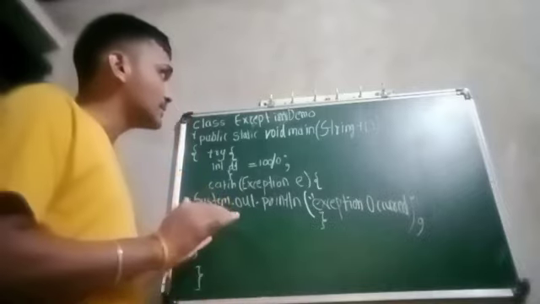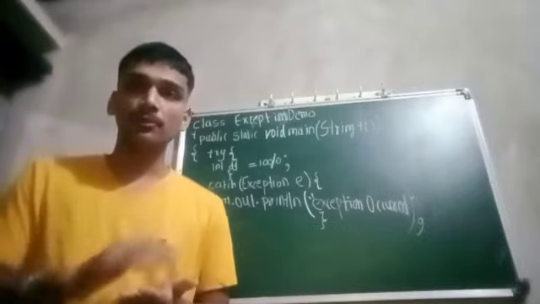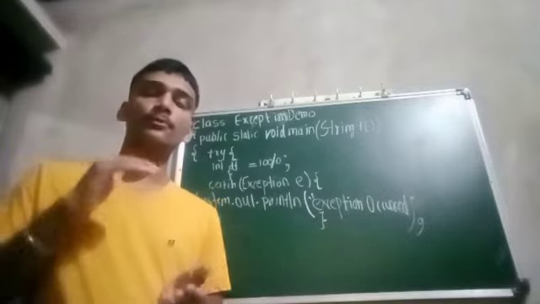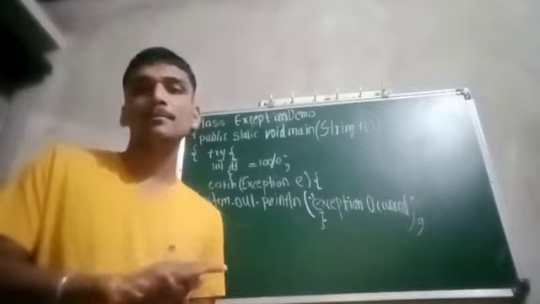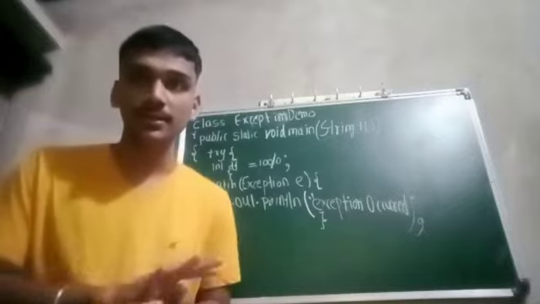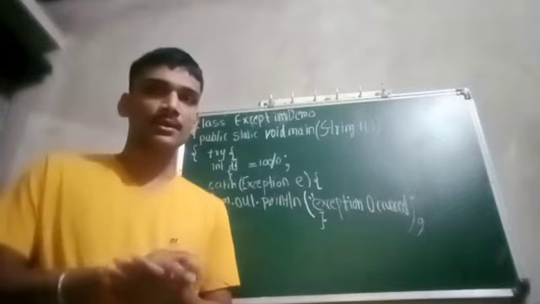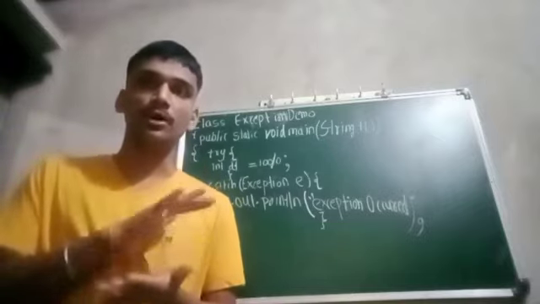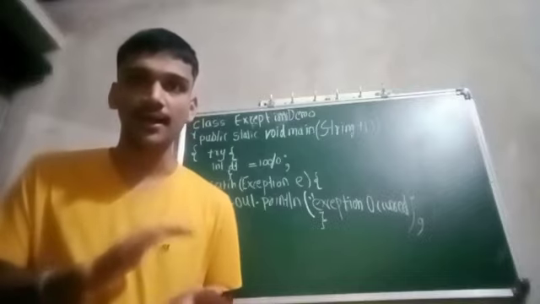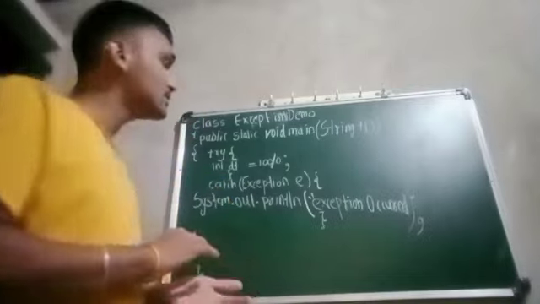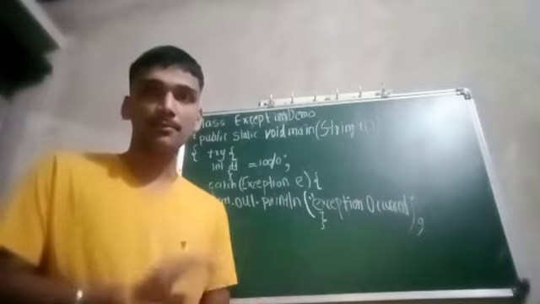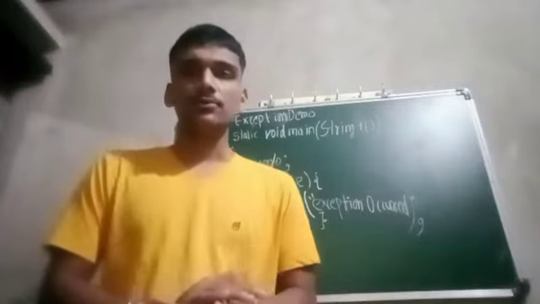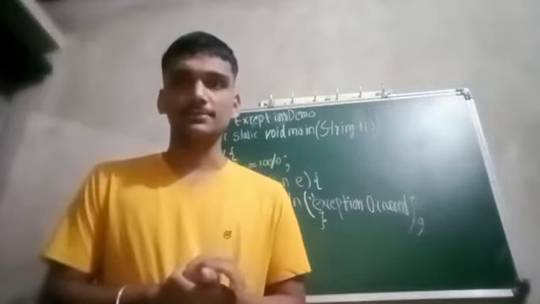An exception destroys the normal flow of execution. Our program is executing normally, but if an exception occurs, it can destroy the whole execution. To avoid that, we use exception handling. So this is a simple example as we have described about exceptions.